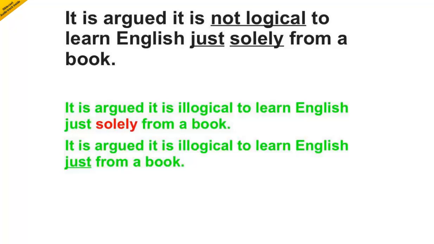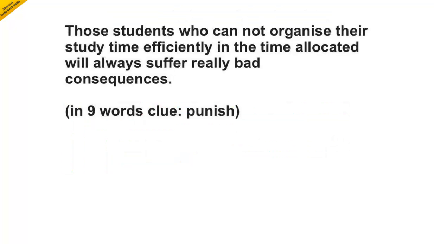And we reduce the sentence by a few words, and it becomes more concise, more succinct. And going back to that tomato sauce, instead of 5 litres of tomato juice, we've got 50 grams of concentrated tomato sauce, alright? The next sentence: those students who cannot organise their study time efficiently in the time allocated will always suffer really bad consequences. Now, we can basically say all this in 9 words.